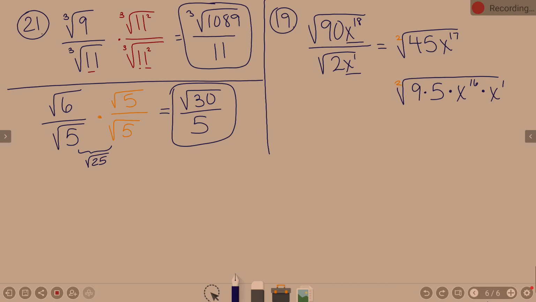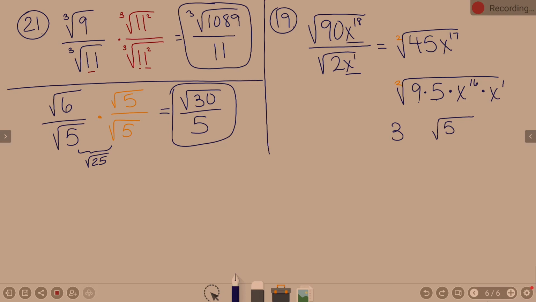Square root of 9. Can I do square root of 9? Square root of 9 is 3, so that's going to be out from under the radical. Square root of 5. Can I do square root of 5? No, that's not on my paper. It's not a perfect square. It's a decimal. So 5 stays under the square root.